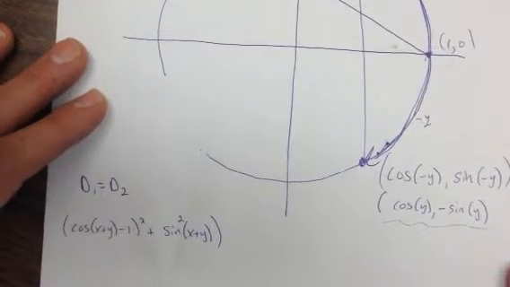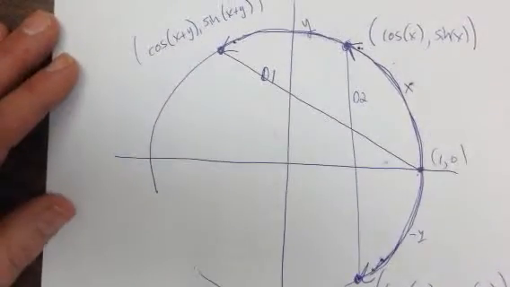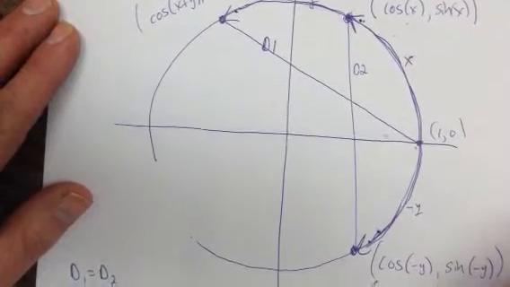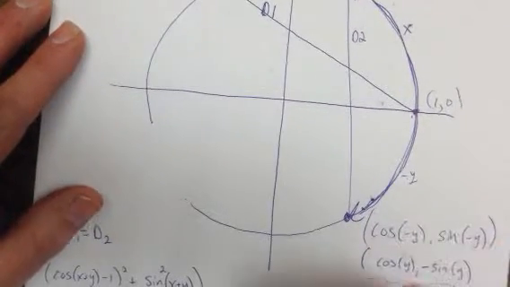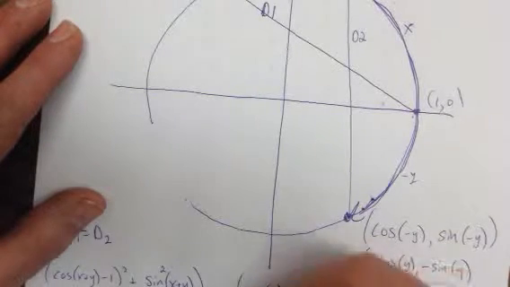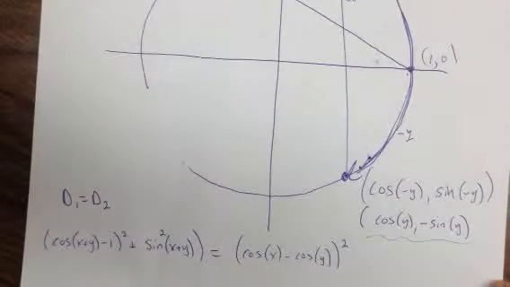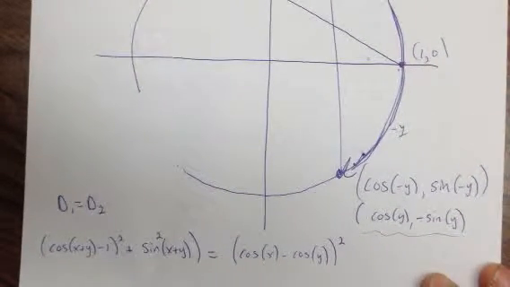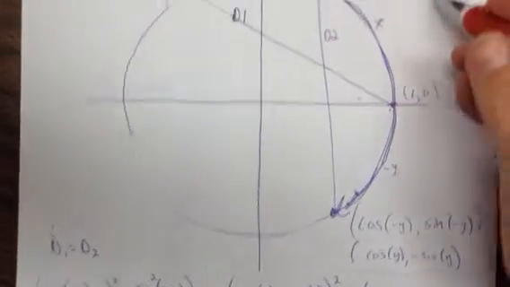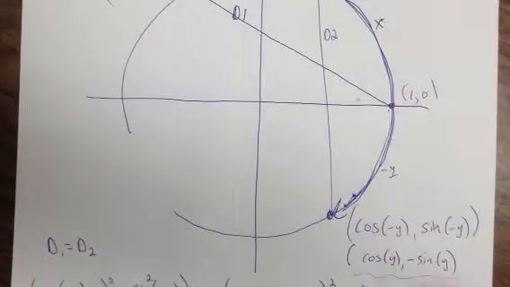That's D1, and we're going to set that equal to D2, which is the cosine of x minus the cosine of y, squared. Oh, you see some foiling coming. And then the other half of the distance formula are the y coordinates. We've got the sine of y as this y coordinate minus the sine of y.